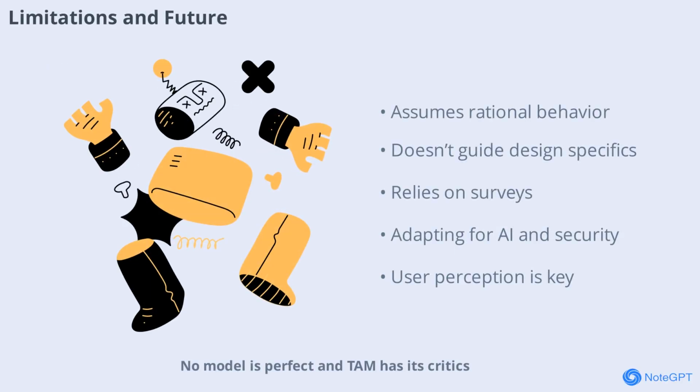No model is perfect, and TAM has its critics. Some say it assumes people always act rationally, ignoring emotions or habits. Others point out that TAM doesn't tell designers exactly how to make systems more useful or easier to use. Plus, it relies heavily on self-reported surveys, which can be biased.